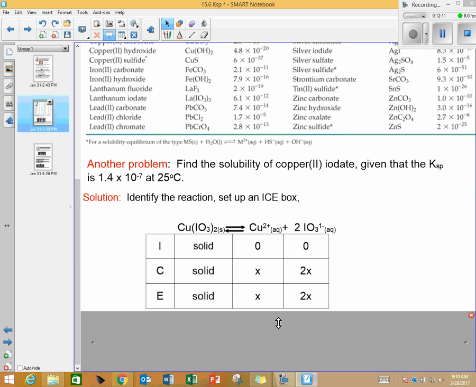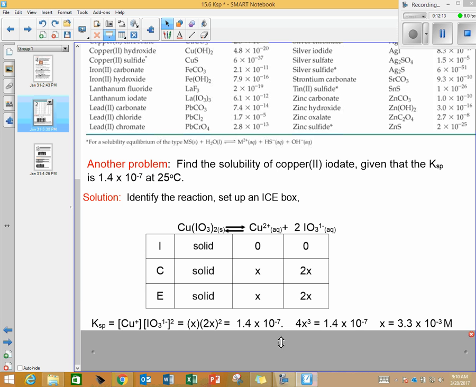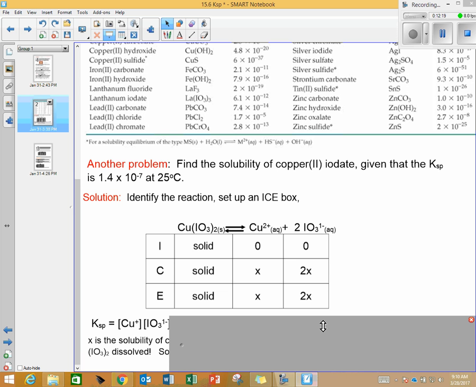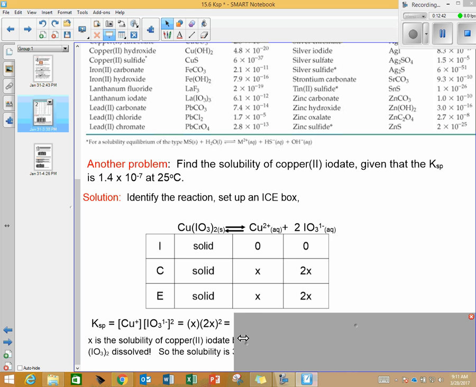All right, so now the KSP expression. Let's see, I'm going to cover this up a little bit. Isn't quite working the way I wanted to, but that's okay. All right, KSP expression you just get from looking at the reaction. So the KSP would be copper 2 plus times IO3 minus squared by the definition. You should always write down your KSP definition. And then as we plug in, we'll plug in the values from the E row.